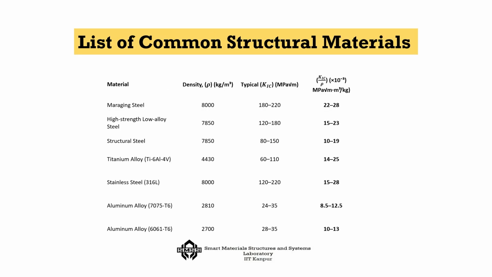Okay. So, now you see it is not just the fracture toughness that is important, but also the density of the system. So, maraging steel has a slightly higher density. Okay. So, there is a density penalty. Instead of that, its KIC is so high that this comes out to be number 1 in terms of fracture toughness related applications. Then there comes high strength low alloy steels, which has about 15 to 23 KIC over rho, structural steel 10 to 19, titanium alloys 14 to 25.